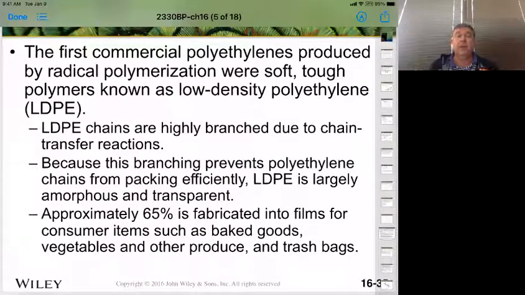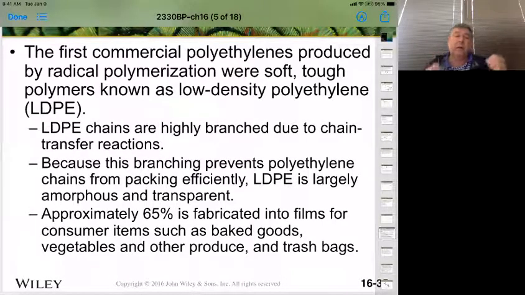Okay, so how do they get the branches? Do they put just a bunch of different types of monomers in there? Well, no. What they can do, by changing the mechanism slightly, is increase the branching by transferring the radical from one chain to another.